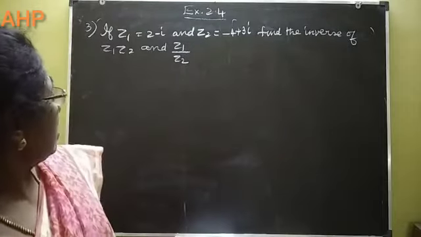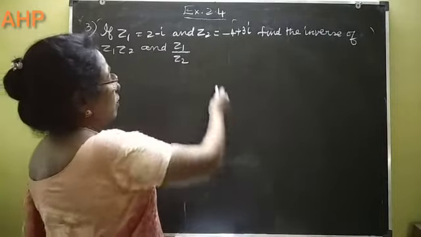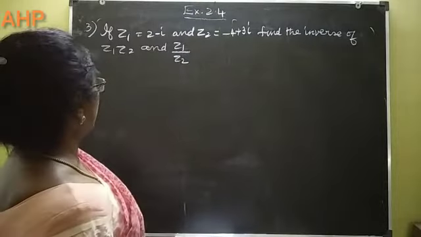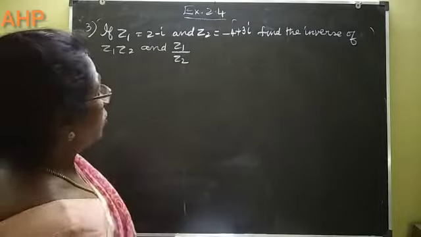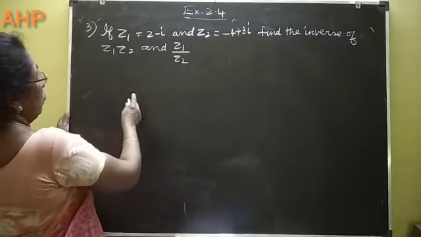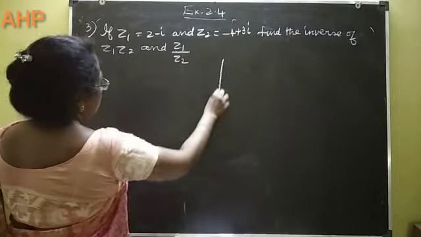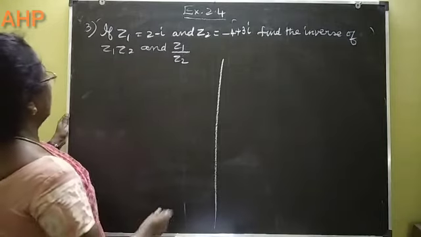Now this question states, if z1 is equal to 2 minus i, z2 is equal to minus 4 plus 3i, find the inverse of z1 z2 and z1 by z2. So to do this question, first let us multiply z1 into z2, then we can divide z1 by z2 and find the inverse of it.